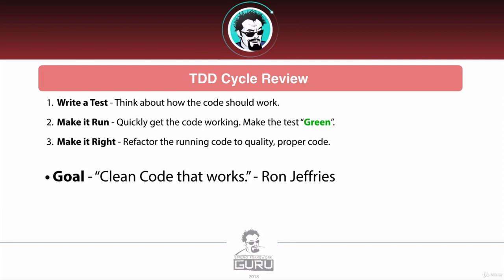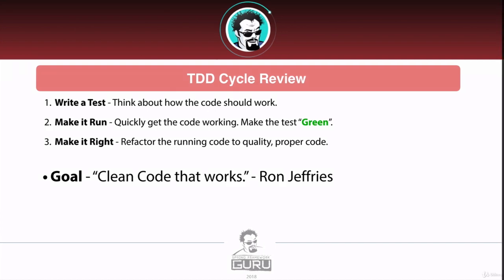By making it right, we went back and looked at it, did all the right things that we know we should be doing as Java developers, writing good quality object-oriented code. So the goal that we have is clean code that works. Very simple goal to put forth.